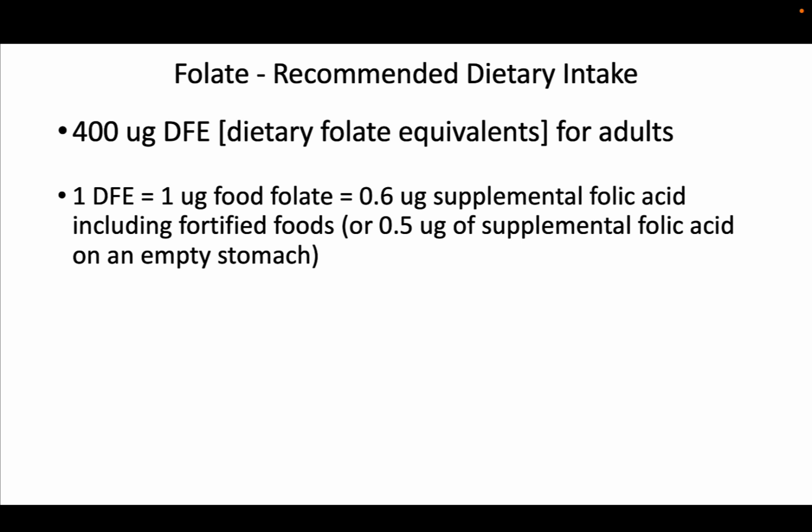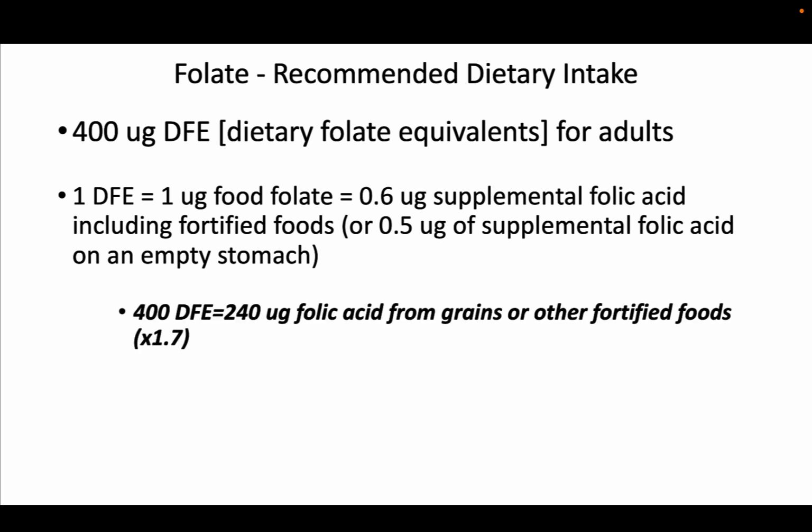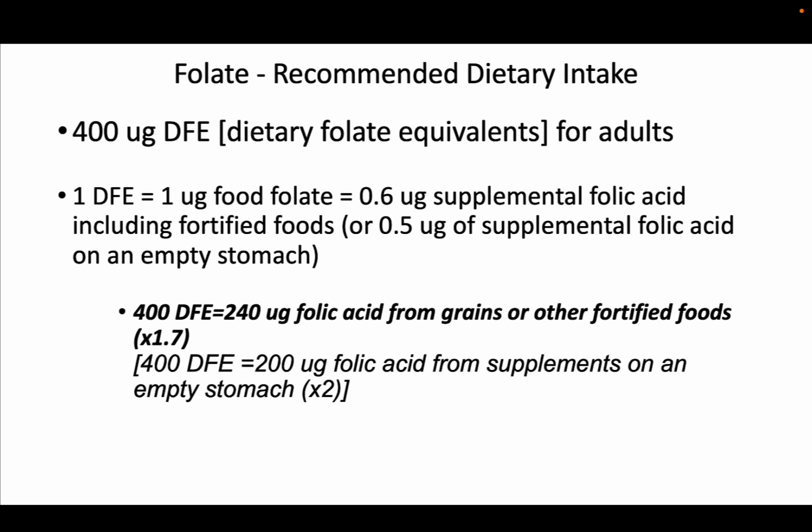So we want people to get 400 folate equivalents per day. So they need fewer from supplemental or fortified foods relative to whole food products. So if we were to translate that, 400 dietary folate equivalents would be 240 micrograms of folic acid from grains or other fortified products. So that's a multiplier of 1.7. And if you just took a folic acid supplement on an empty stomach, then you only need 200 micrograms. And so that's a 2-times conversion rate.